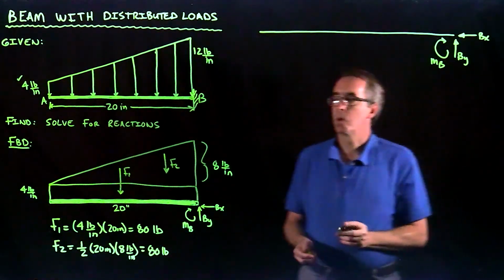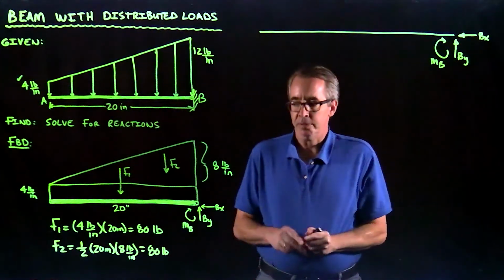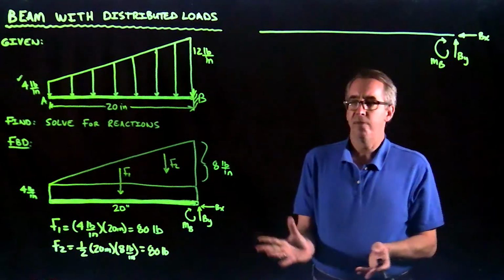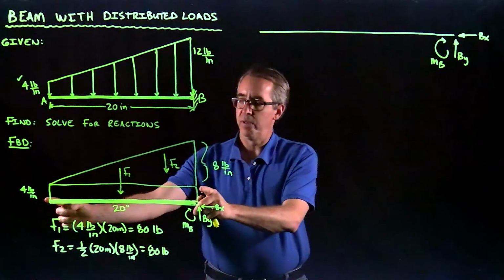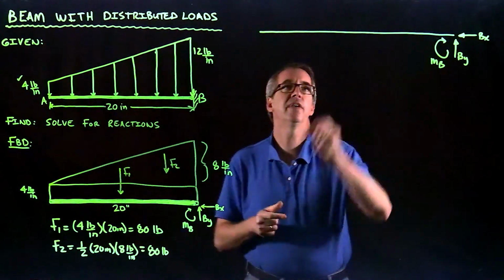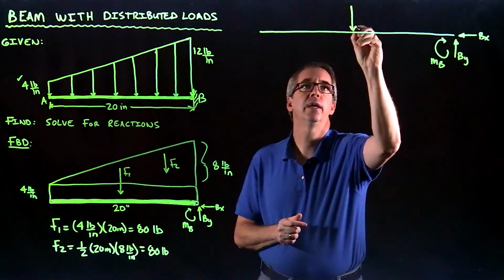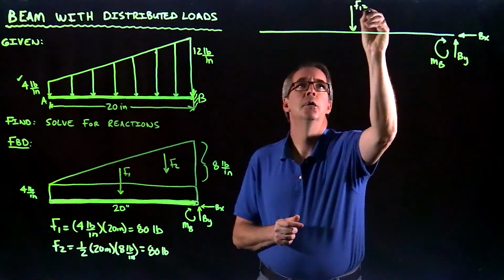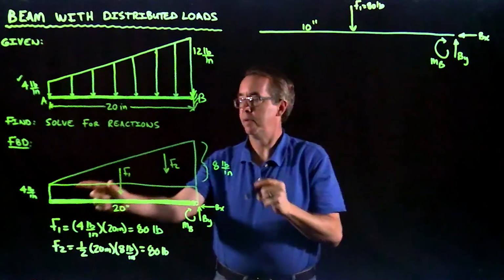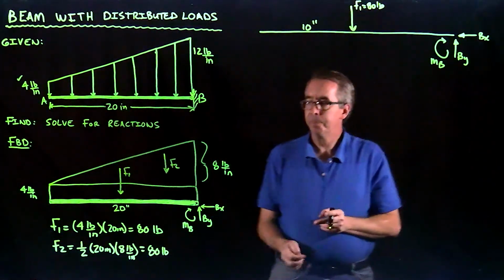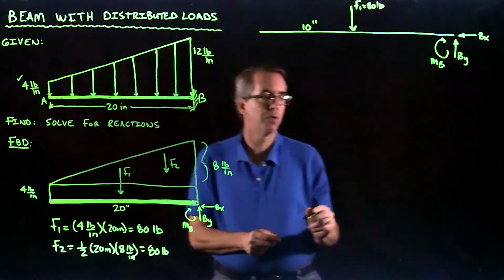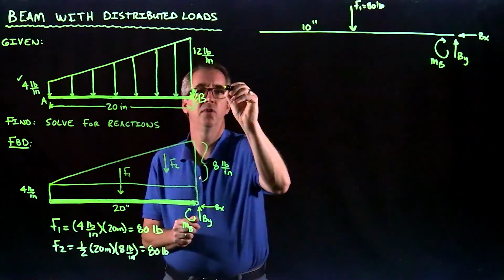Now it's good that we represented each one of these distributed loads as a single force. Of course, we need to know where that force is going to be. For the centroid of a rectangle, in this case we have a rectangle that's 20 inches long, the centroid will occur at 10. So this force of 80 pounds is 10 inches from the left. I'm just going to use the dimension from the left. Now for a triangle, we have to think, where is the centroid of a triangle located? So I'm going to sketch it over here.